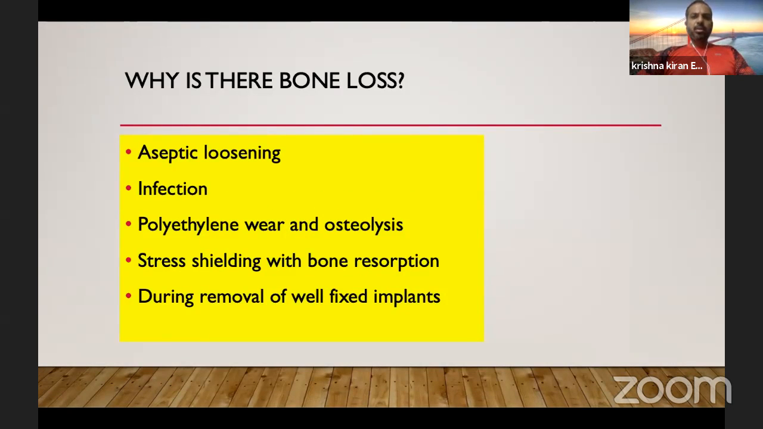So why is there bone loss in revision surgery? It can be because of aseptic loosening. The patient is continuing to walk on a loose implant. It could be because of infection. It could be because of polyethylene wear and the wear-induced osteolysis. You could have certain implants like the fully porous coated stems, which can lead to stress shielding over a longer period of use and bone resorption of the unloaded area. And of course, you can have bone loss, which is unintended during removal of well-fixed implants.